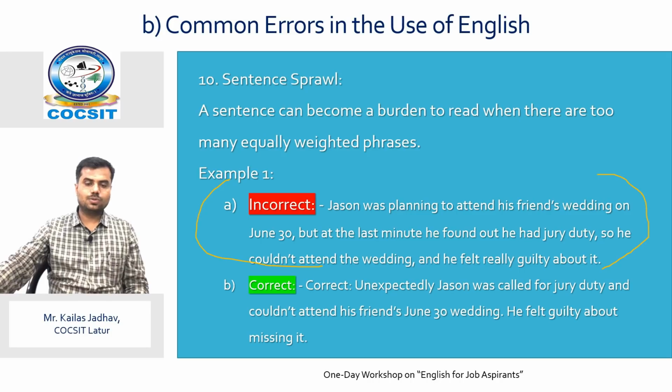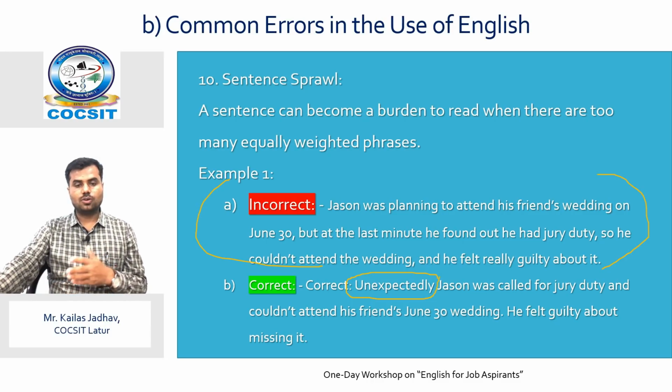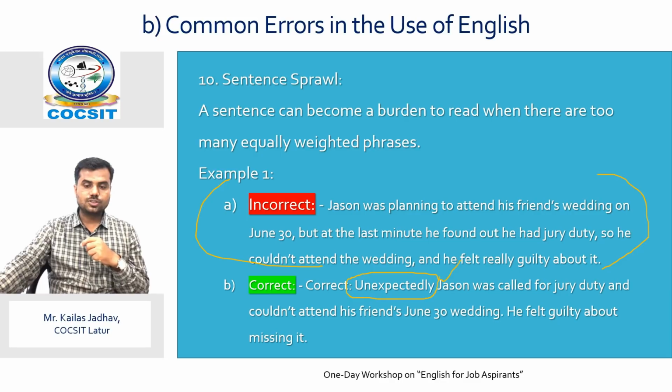So what is the correct version? Unexpectedly, Jason was. Now look at this, a starter is used. Okay, these starters show the coherence of the sentence. Sprawling sentences become quite a burden when we read them out. So accordingly you have to make use of certain phrases which can be used.